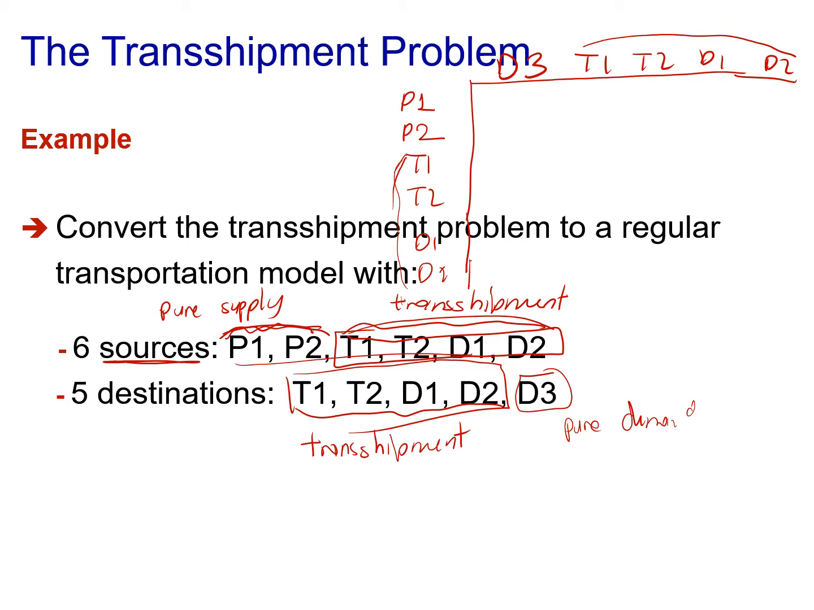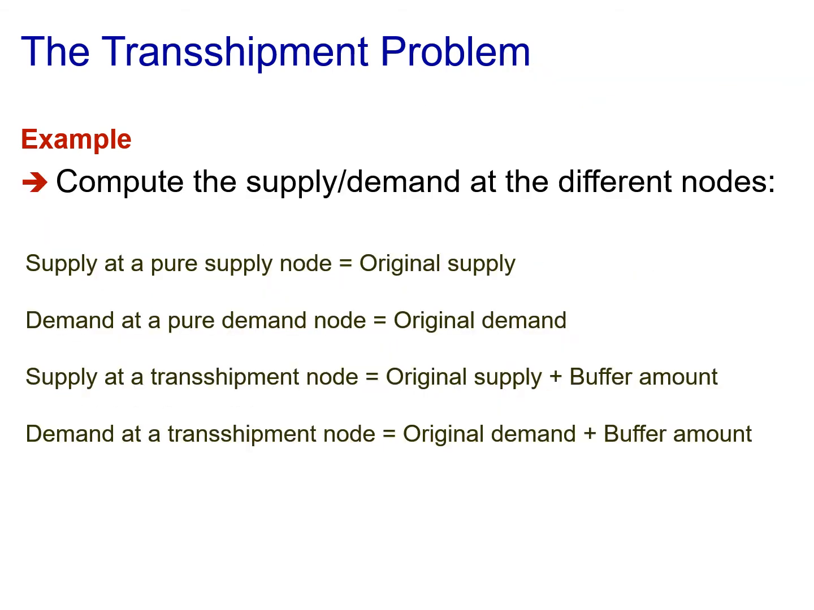And then, of course, in this transportation tableau, I need to write the supply values to the right-hand side, and I need to write the costs of shipping the items from these supply points or sources to destinations, to the upper right triangle. So let's discuss what we should write for these values. There is a simple procedure that you need to follow when you are writing the supply and the demand values.